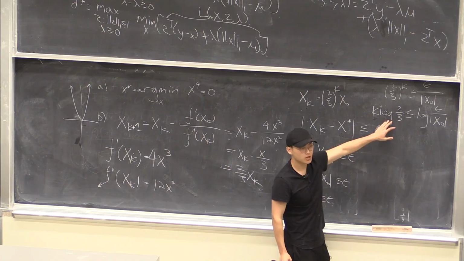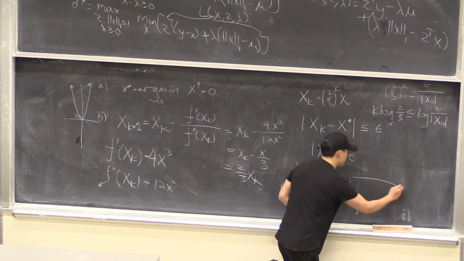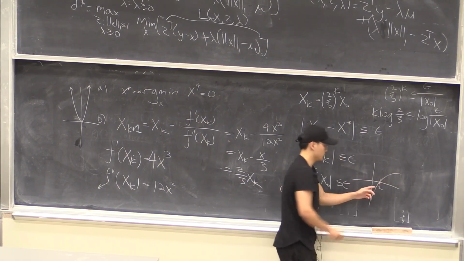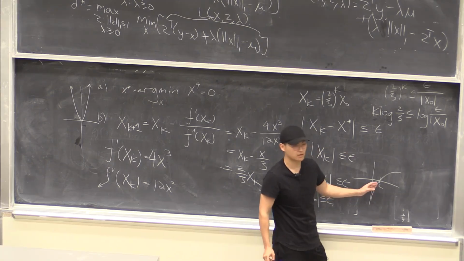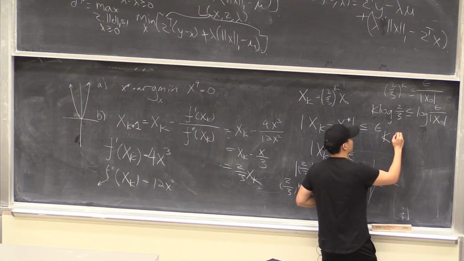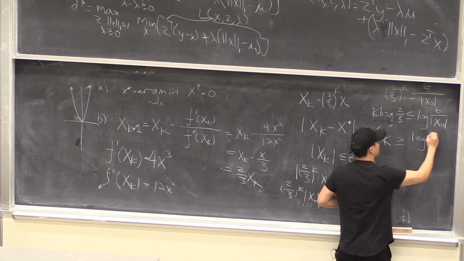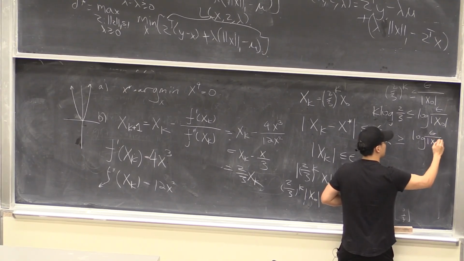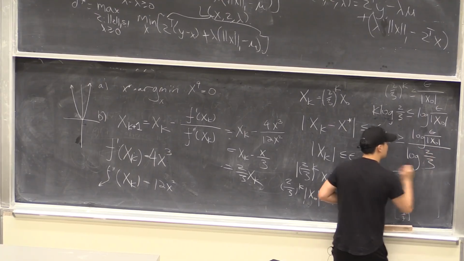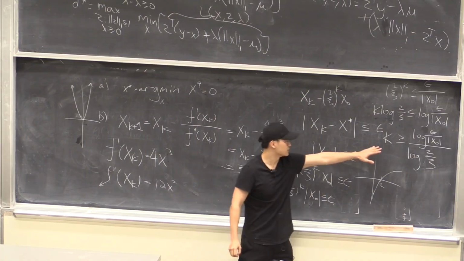But be careful because log 2/3 is a negative value, right? Because the log function looks like this, where this is 1, so log of 2/3 is actually a negative value. So we need to flip the sign as we do this. So k is actually greater than or equal to log of this over log 2/3.